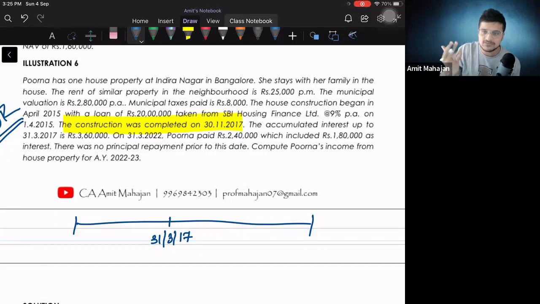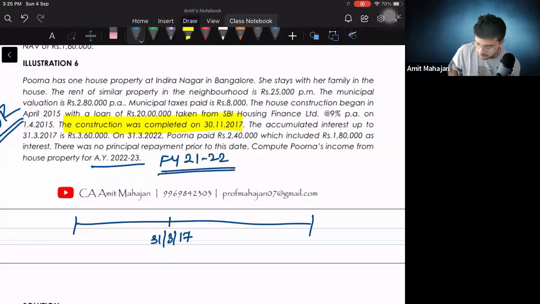Okay, we are in which financial year? We have to identify income for which financial year? Financial year 21-22. Okay, perfect, no problem in this. Now for pre-construction interest, will I see only last year's interest or accumulate everything? I will accumulate all the interest for the previous years.